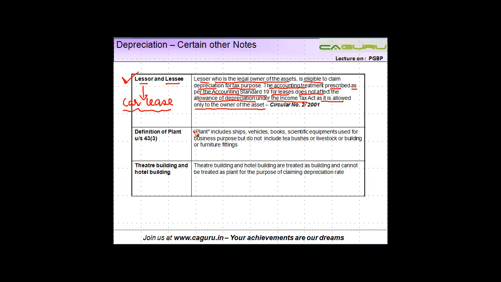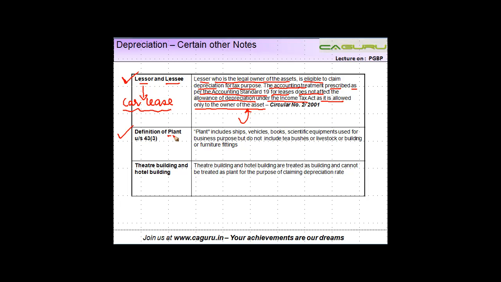Accounting Standard 19 does not have any implication for tax purposes. In Accounting Standard 19, basically, you have an option in case of a finance lease. If there are certain options or certain conditions which are satisfied, then even the lessee may be entitled to claim depreciation. But that is not the case here, and therefore that is not applicable.